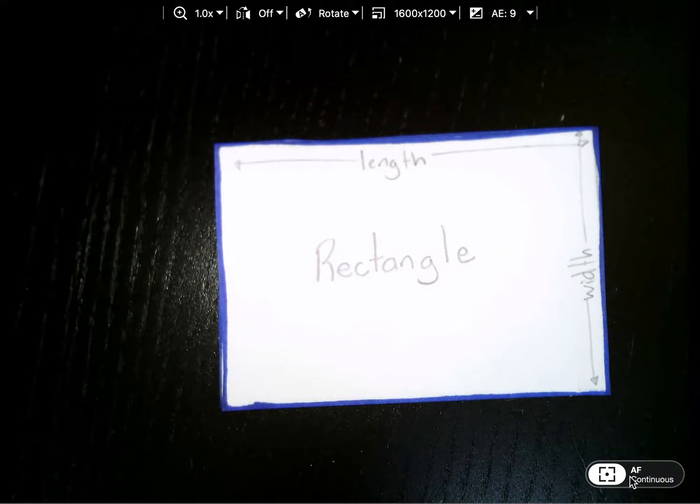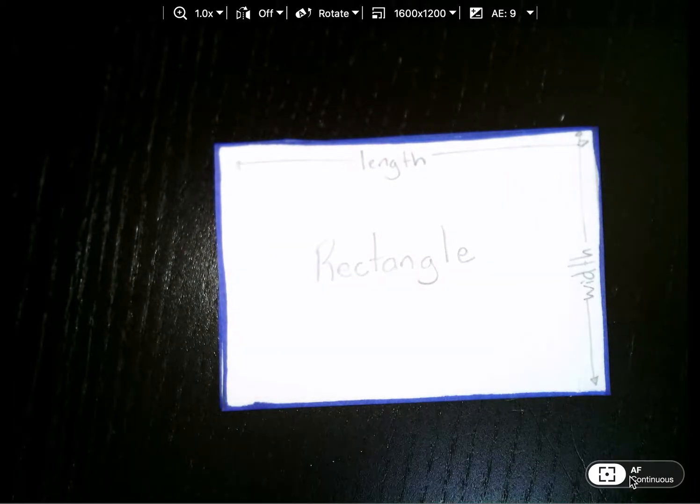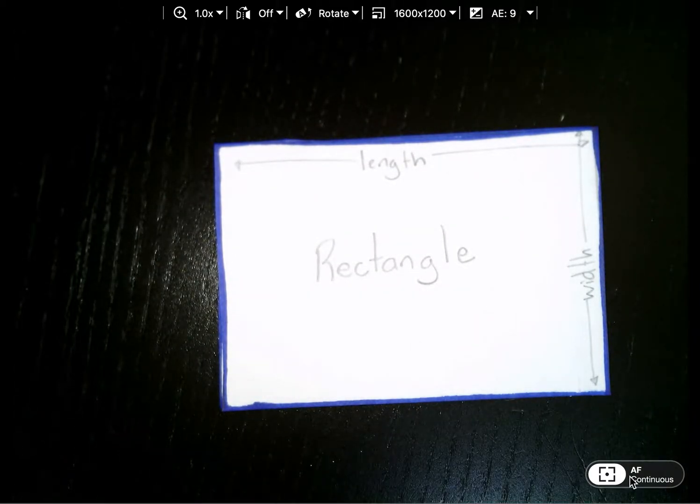Alright, welcome to the first video for week 13. We're going to go over areas and perimeters. So here we have our rectangle. I think we all know the area of a rectangle.